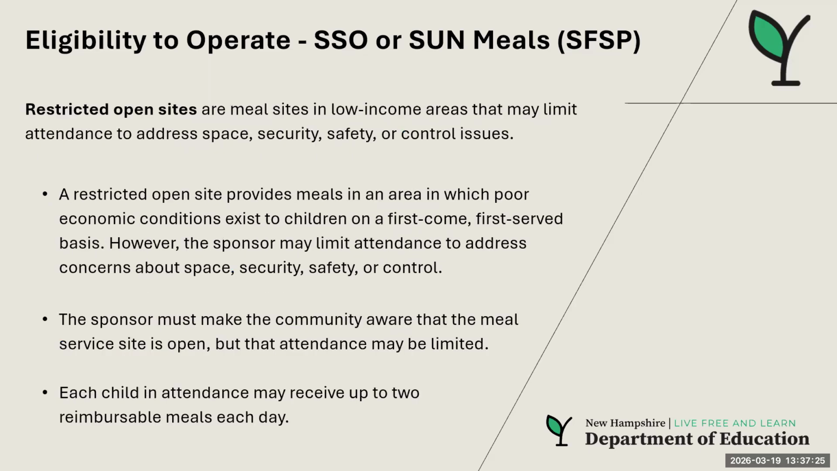So restricted open sites are meal sites in low-income areas that may limit attendance to address space, security, safety, or control issues. A restricted open site provides meals in an area in which poor economic conditions exist to children on a first come, first served basis. A restricted open site must also meet the same eligibility requirements as an open site. This site type is not commonly used. It's usually an open site that will then turn to restricted open because of issues with space, security, or safety.